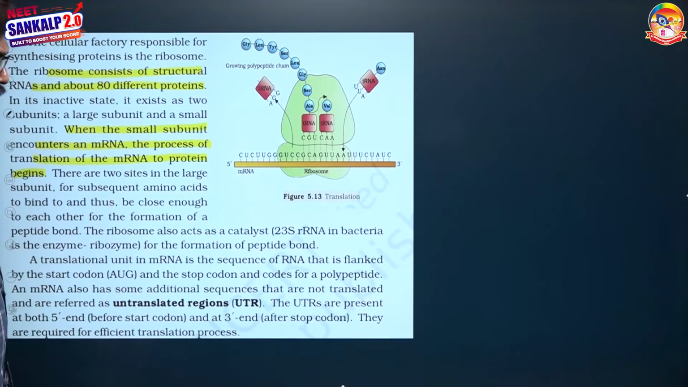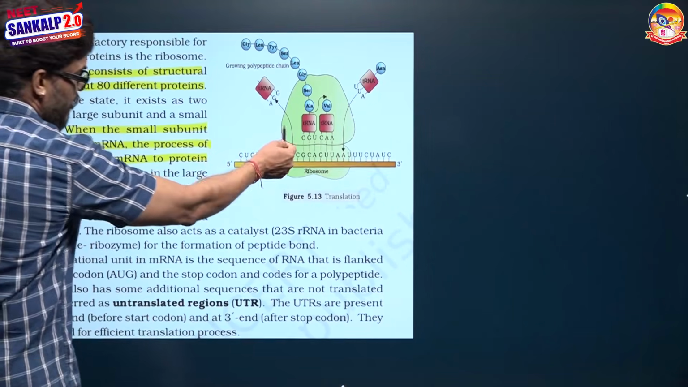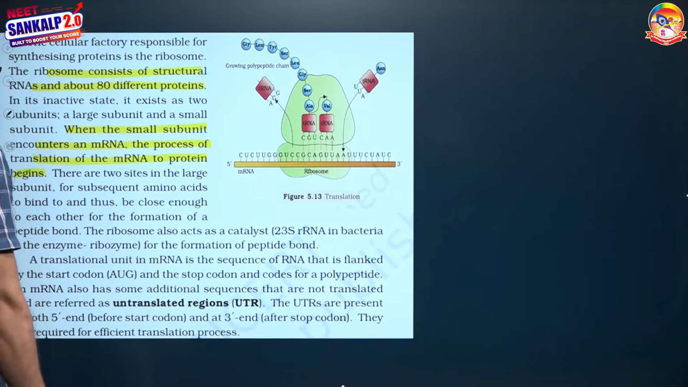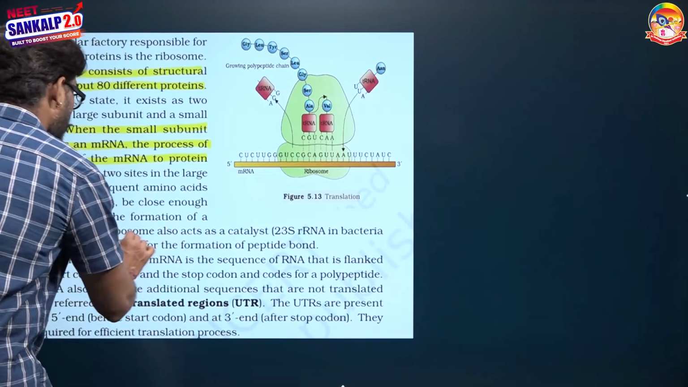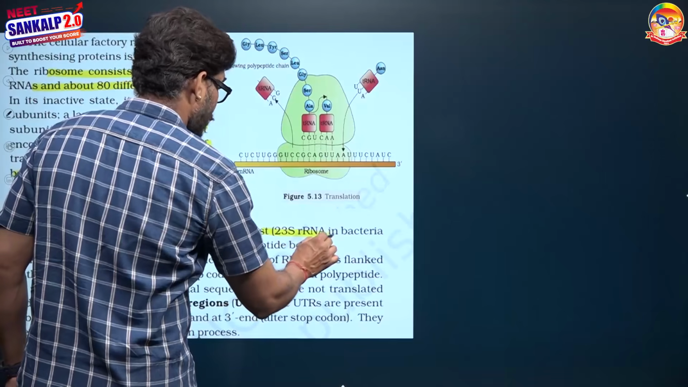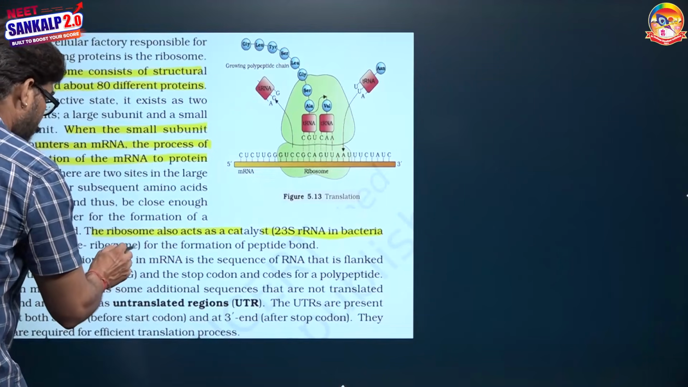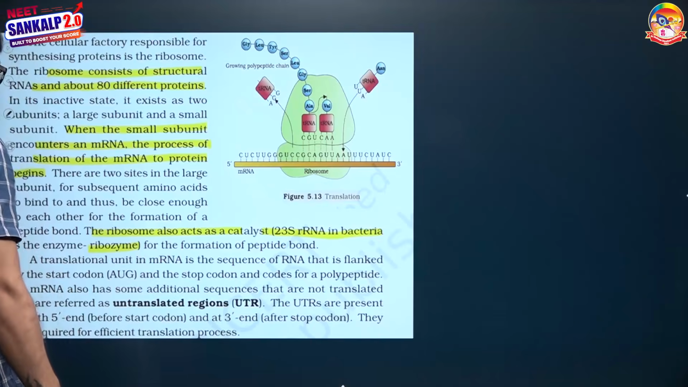It is a NEET 23 question. Protein synthesis or translation starts when the small subunit encounters the messenger RNA. Two sites are there, the P site and the A site. You are watching a diagram where the corresponding cognate transfer RNA is attached. The ribosome acts as a catalyst, 23S in case of bacteria and 28S in case of eukaryote ribozyme.